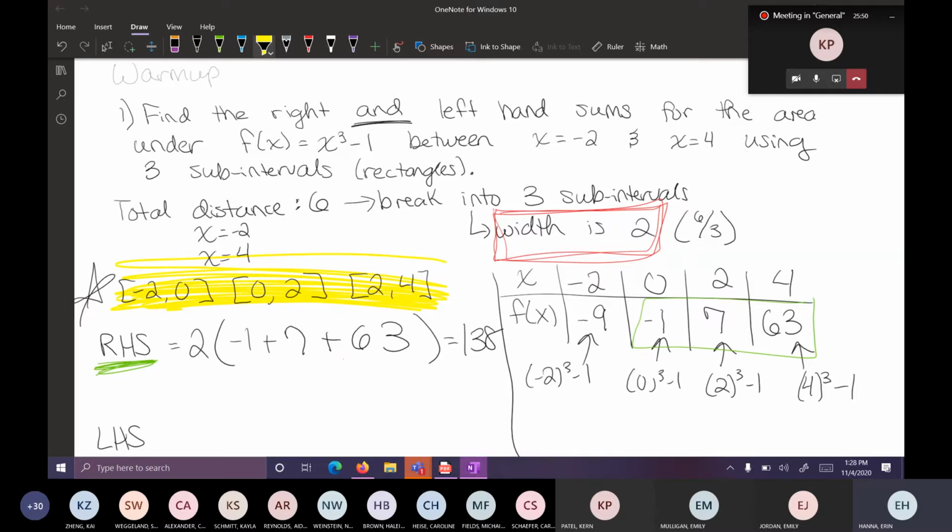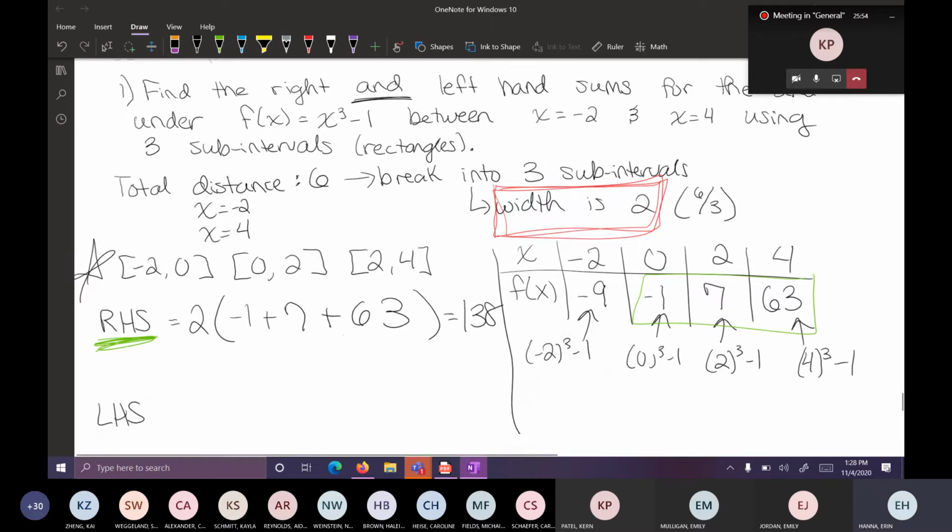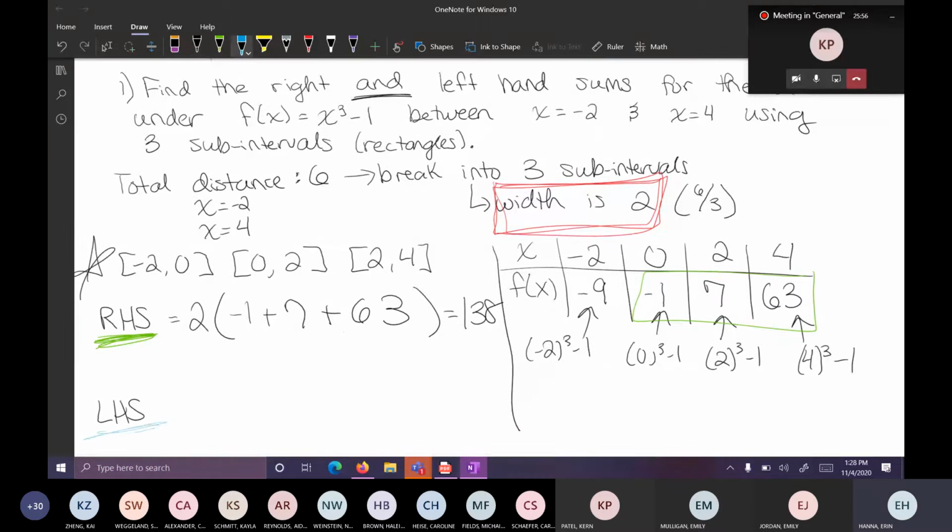Whereas, let me do the next one and maybe it'll make a bit more sense also. When we want to do the left-hand side, we're still using the same intervals. It's still from -2 to 0, 0 to 2, and 2 to 4. But now we're using the y values from the left endpoints. So from -2, 0, and 2. The widths of each interval is still 2, so that just gets there.